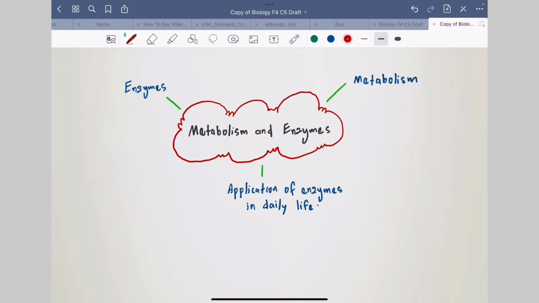Okay, in this chapter 5, we are going to learn about metabolisms and enzymes. There are three subtopics within this chapter. The first one, we are going to learn just a little bit about metabolism, and then the longest, which is enzymes, and then the third, application of enzymes in daily life. So let's start with metabolism.